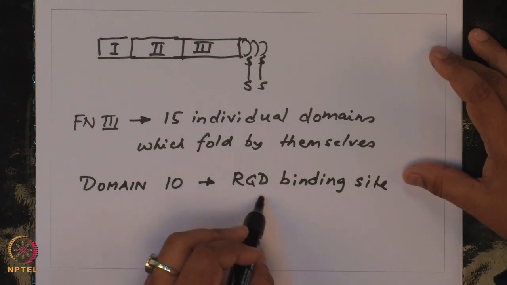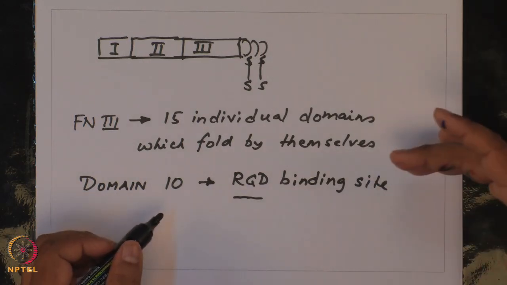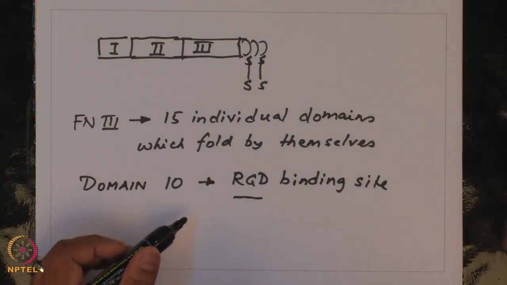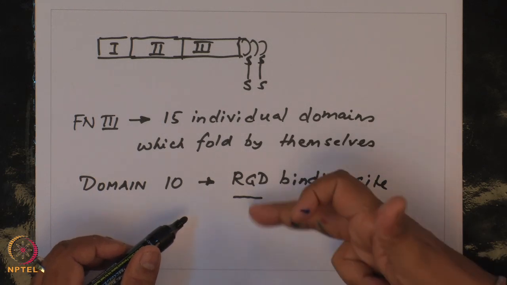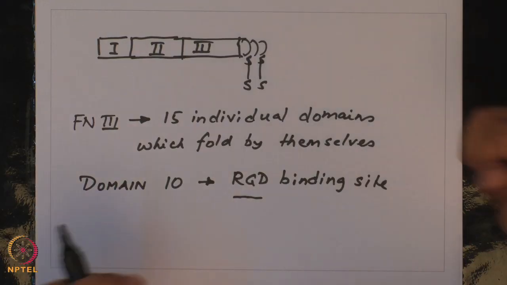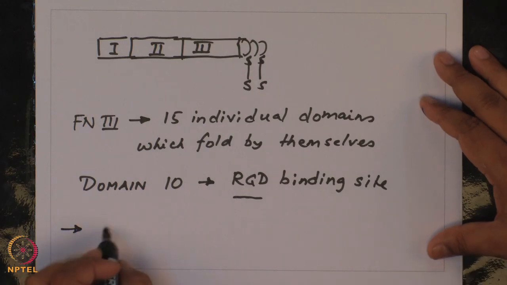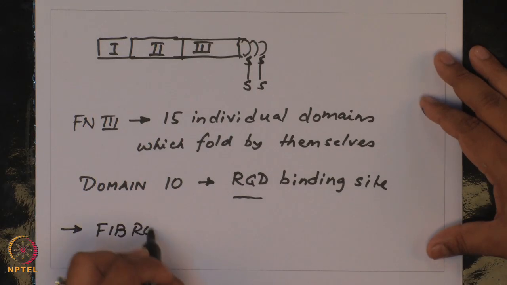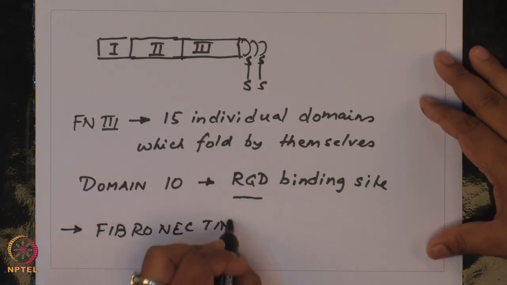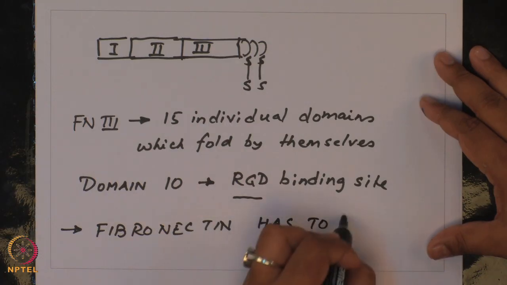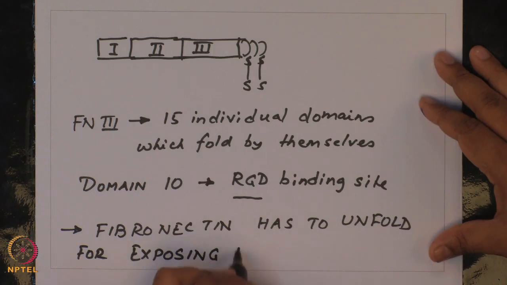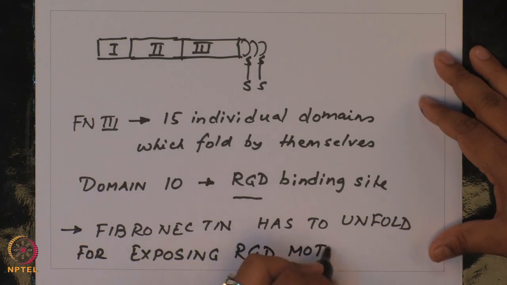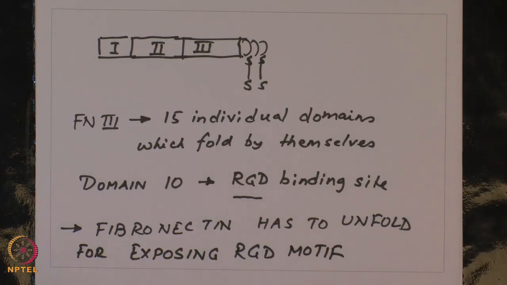This RGD is actually hidden within this structure. It cannot be recognized by integrins directly, which means that for this binding site to be exposed, it must unfold. So, what this means is fibronectin has to unfold for exposing the RGD motif. So, this has to unfold.